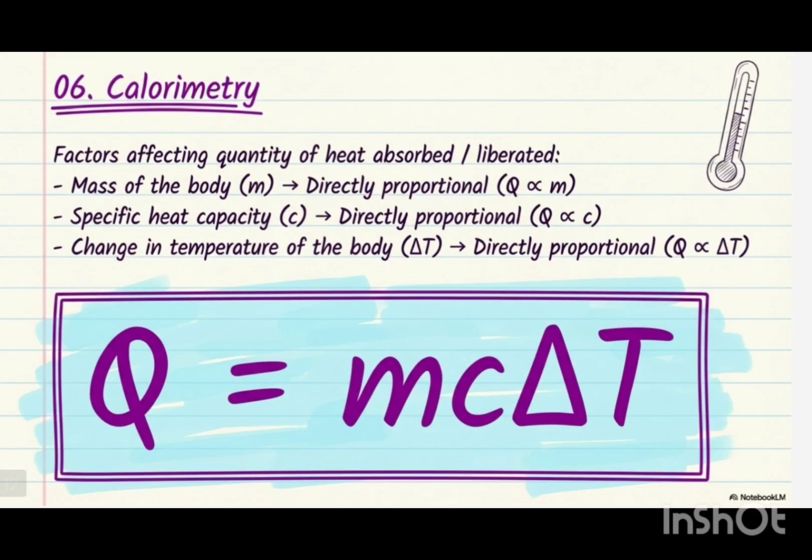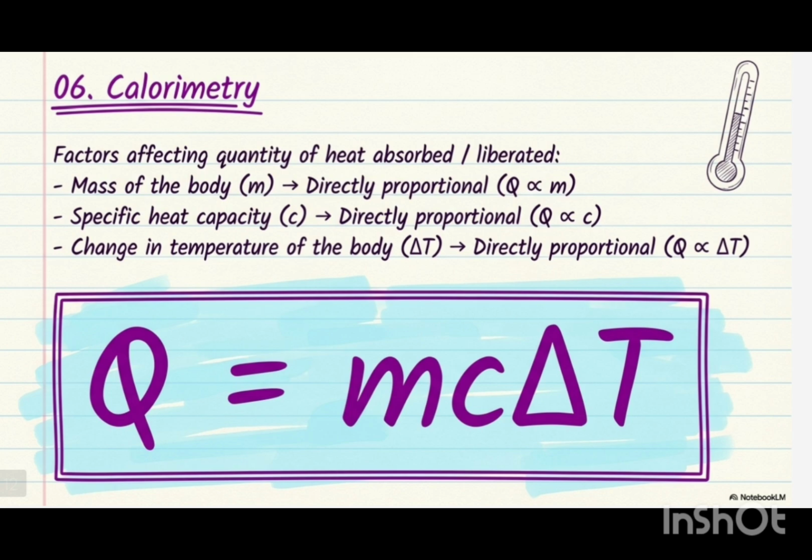Calorimetry is based on the law of conservation of energy. According to this law, the heat lost by one body must be equal to the heat gained by another body. The heat energy involved in a change in temperature is calculated using the formula Q equals M multiplied by C multiplied by change in temperature.